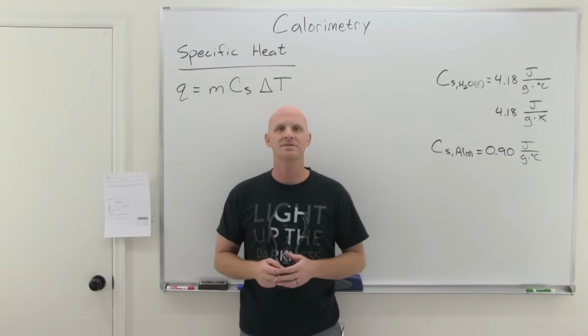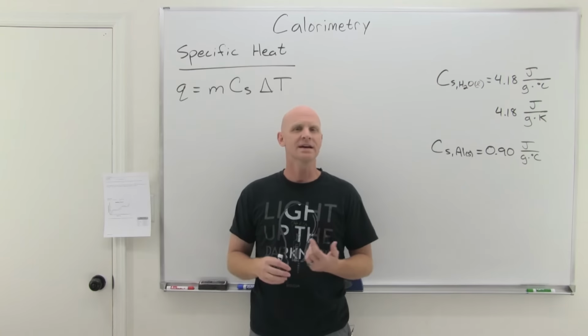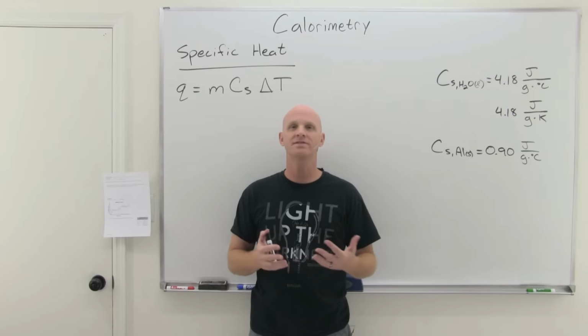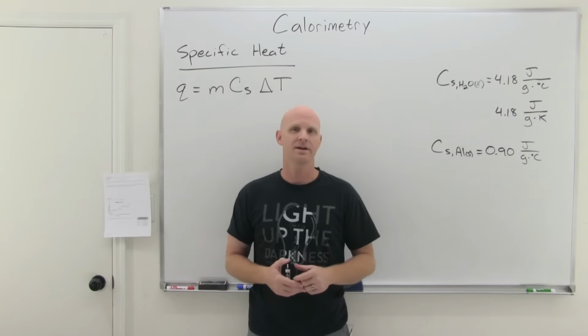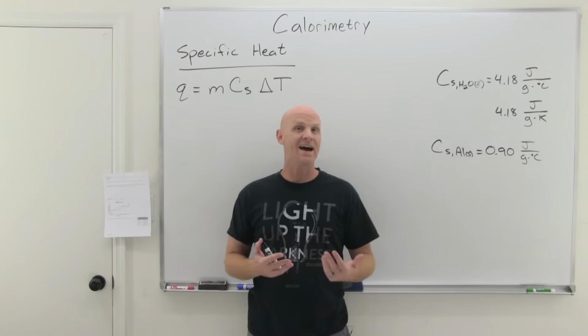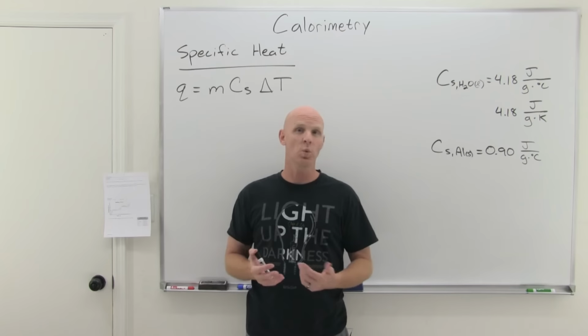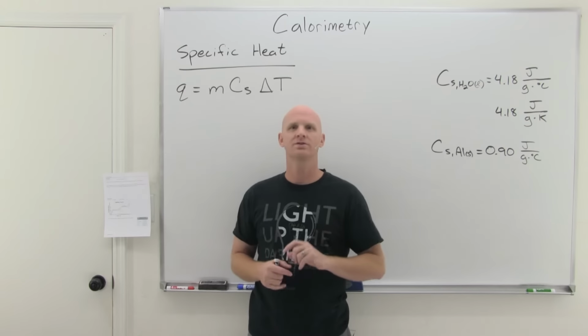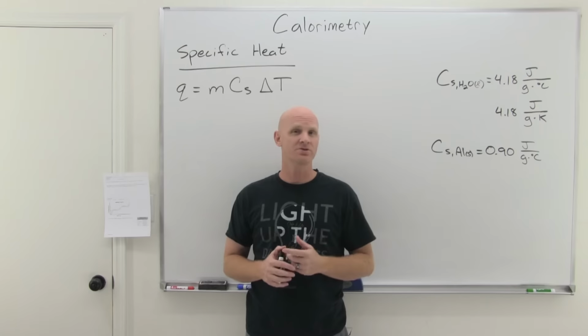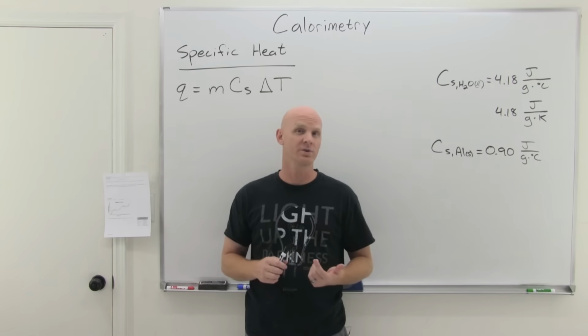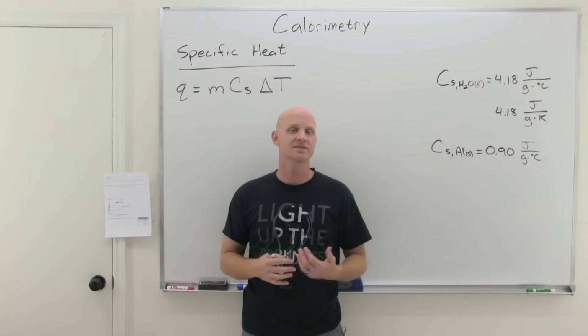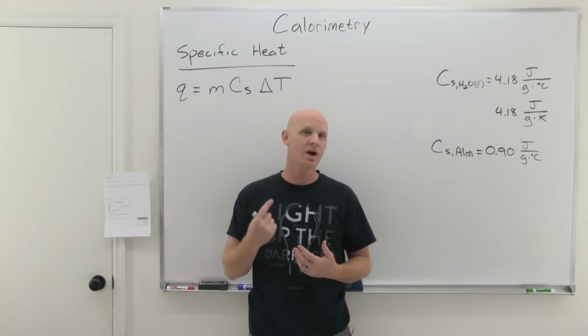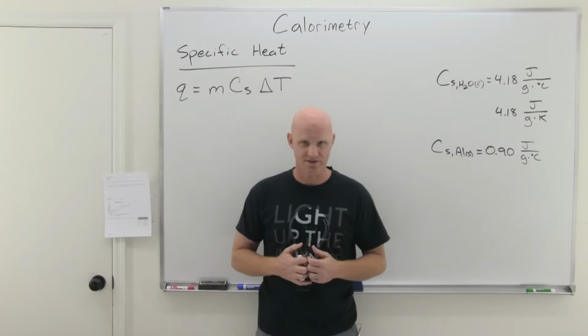So now we've got to talk about the specific heat of a substance, and we've been introduced to this just a little bit by the definition of a calorie. Again, a calorie was simply defined as the specific heat of liquid water. So it takes 1 calorie to raise the temperature of 1 gram of liquid water 1 degree Celsius. And that's what a specific heat is. It's the amount of heat it takes to raise 1 gram of a substance 1 degree Celsius.